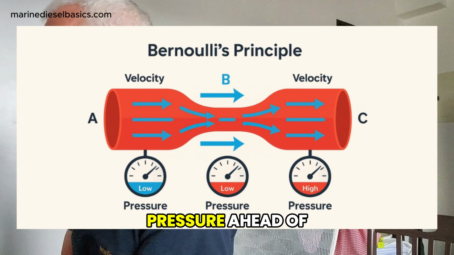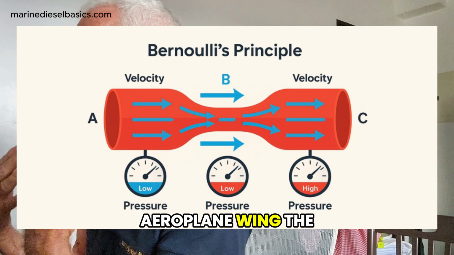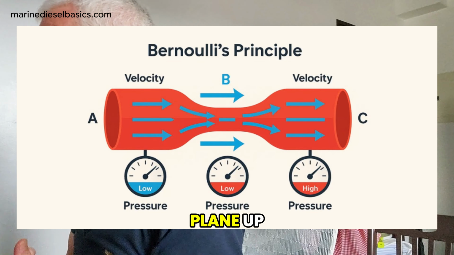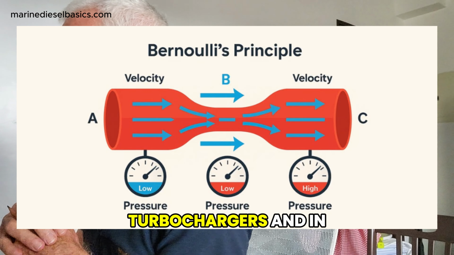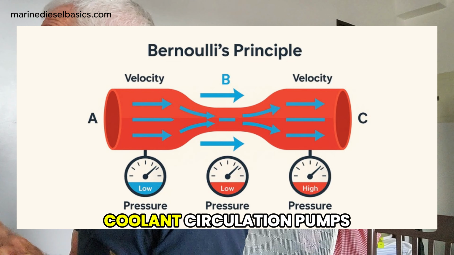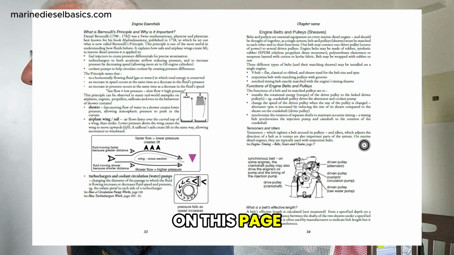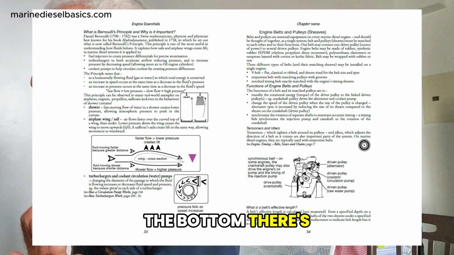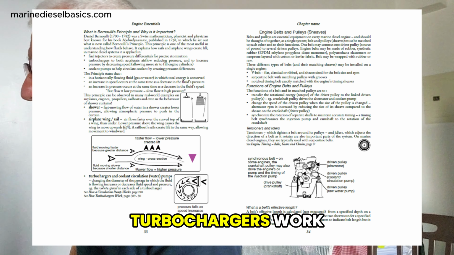And the same thing when we're sailing. We create low pressure ahead of the sail, and on an aeroplane wing, the same thing. There's low pressure above the wing, it draws the plane up. The same thing is used in turbochargers and in coolant circulation pumps. So, for example, on this page, there's an explanation of it all, and then you can see at the bottom, there's see how a circulation pump works and see how turbochargers work.